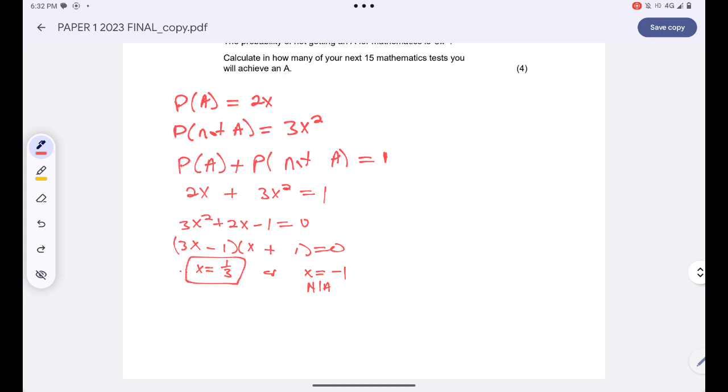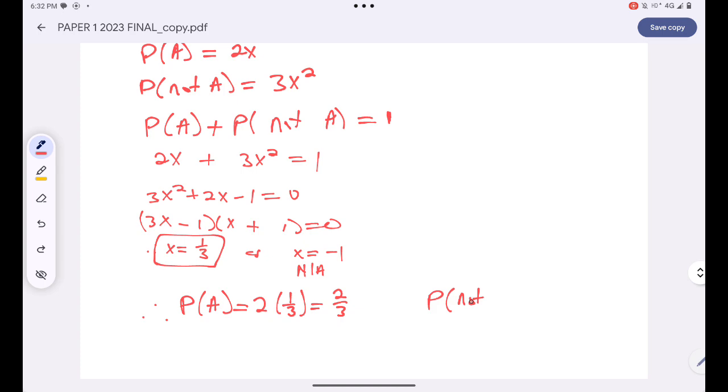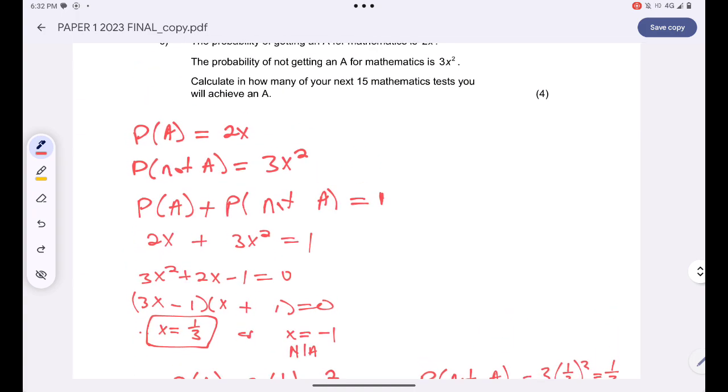Né? So therefore, I can simply conclude that the probability of getting a distinction is 2 times 1 over 3, which is just 2 over 3. At least, guys, you have a 60% chance, but it's still not good. Né? Okay, the probability of not getting an A is just 3 multiplied by 1 over 3 squared, which is just 1 over 3.